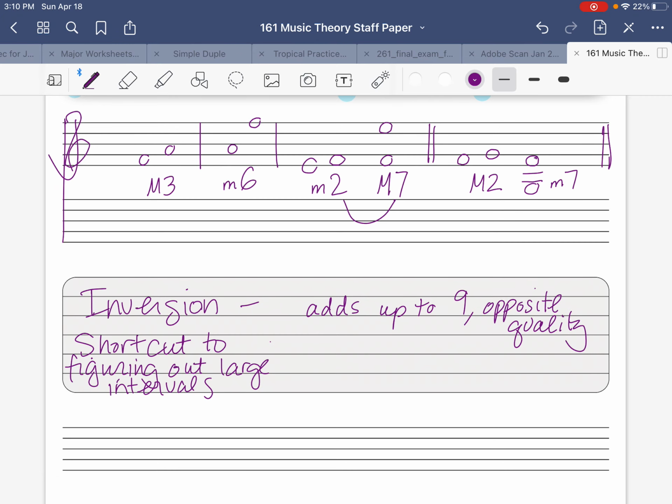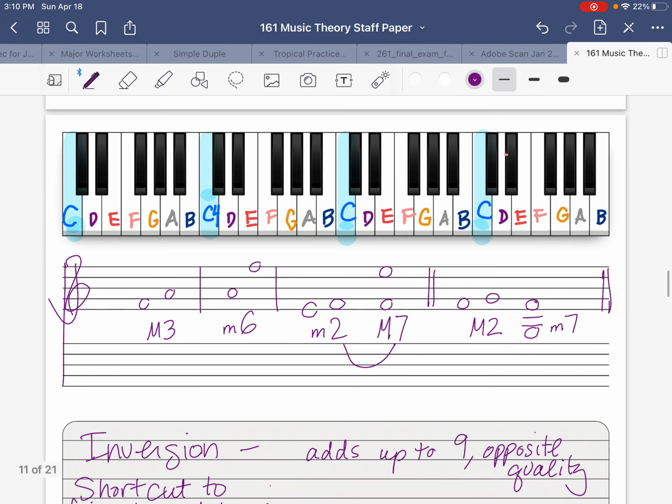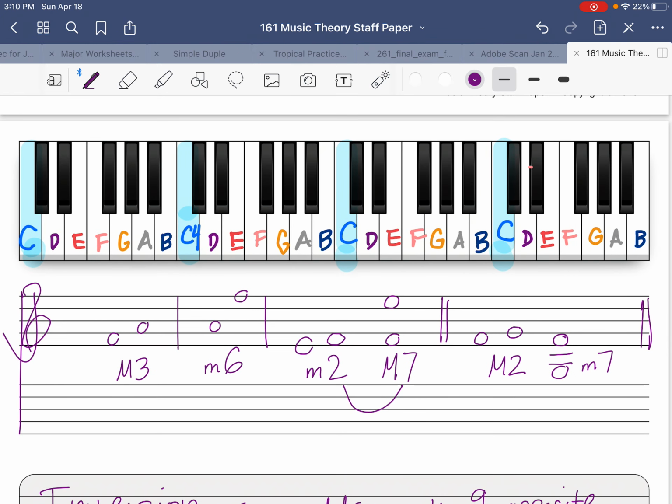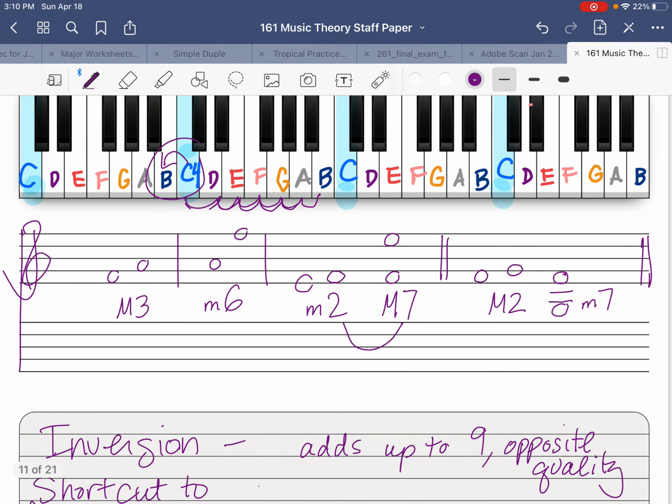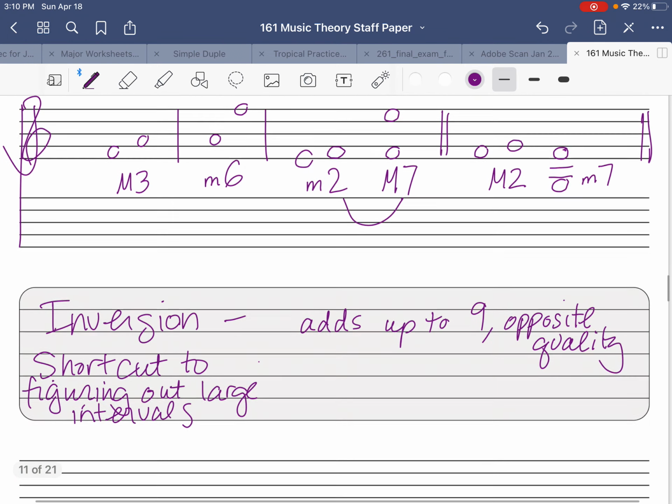And I sort of did that before when we were doing intervals, just generic intervals, and instead of counting up to 7, C, D, E, F, G, A, B, it's much easier to just think, oh, C, just down 1, and then I hit B, and that's my seventh.